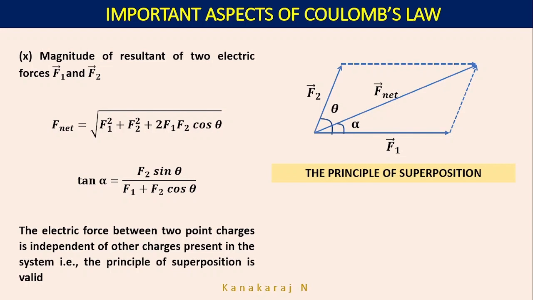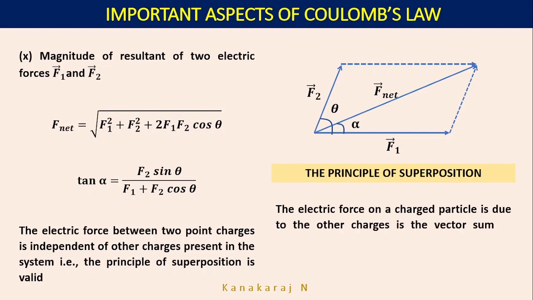So let us learn the principle of superposition. The electric force on a charged particle due to the other charges is the vector sum of the forces due to individual charges. So mathematically, F net vector equals F1 vector plus F2 vector plus F3 vector plus dot dot dot.